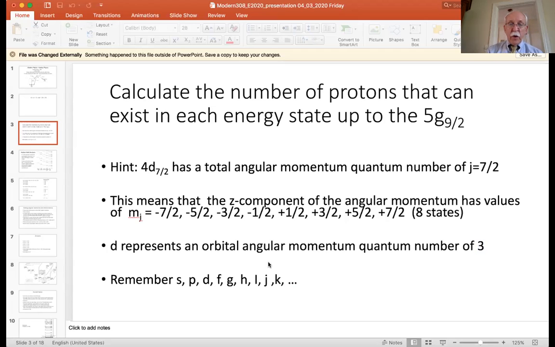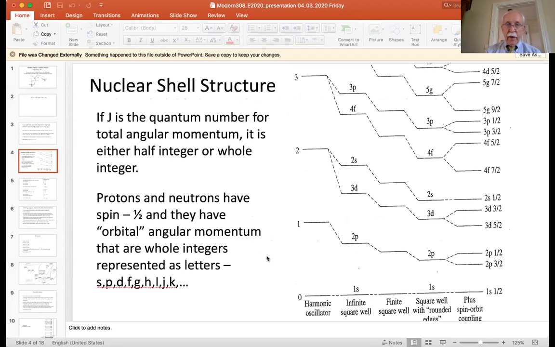All right, so I'd like you to take about 5 minutes, and for states all the way up to 5g9/2, I'd like you to calculate how many protons can be in each state. So let's pause here while you do that calculation. That is, you pause your video.